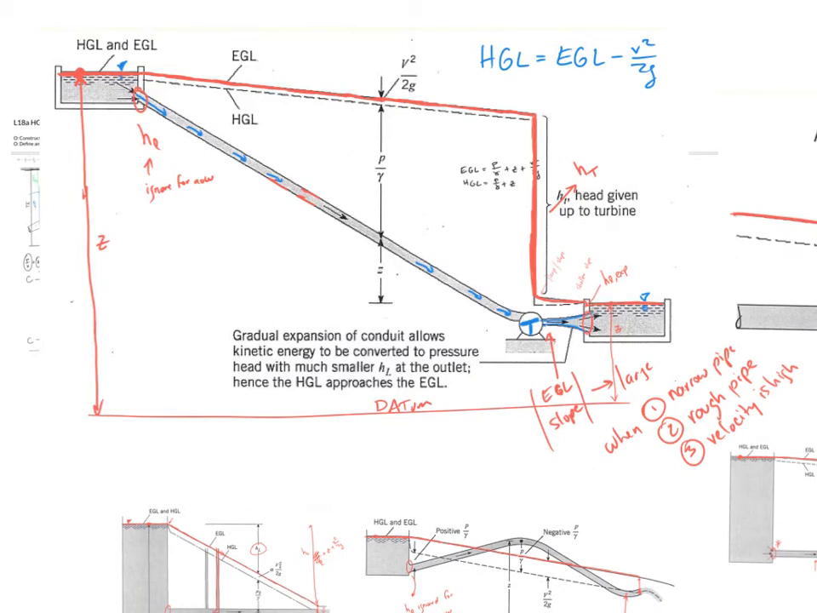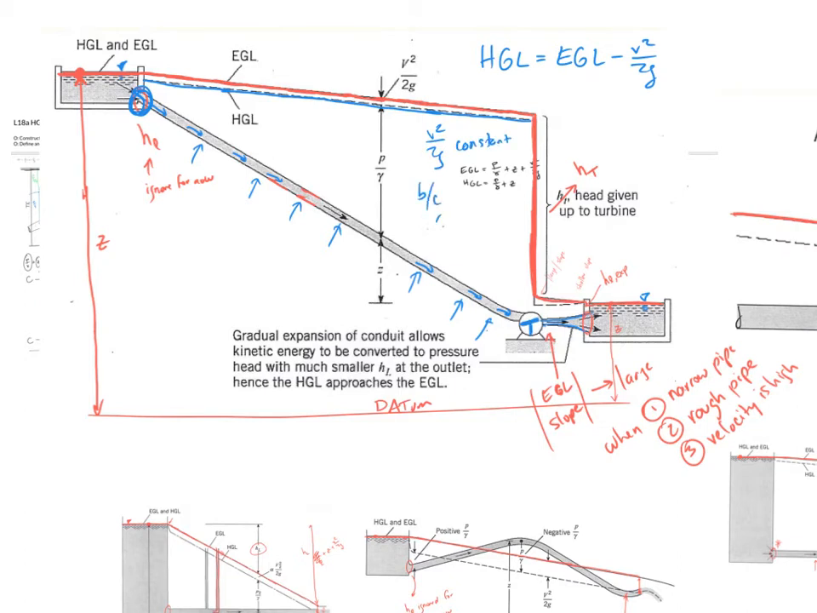Notice this pipe has a constant diameter all along here. If it has a constant diameter and the flow rate's the same everywhere, then v squared on 2g is the same everywhere from here to the turbine. That means I can draw my HGL just being some distance below that EGL, and that distance needs to stay constant. Why? Because v squared on 2g is constant.